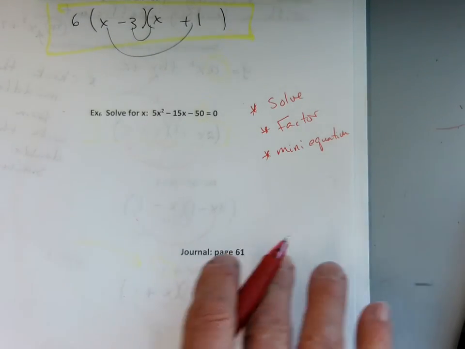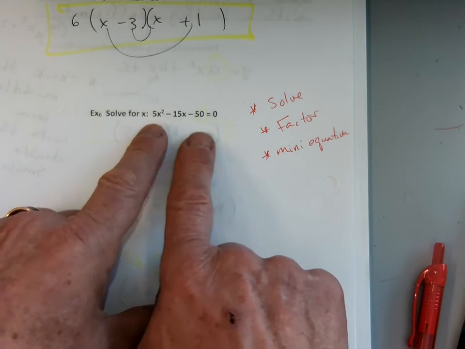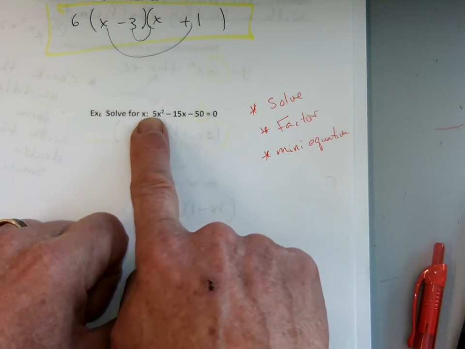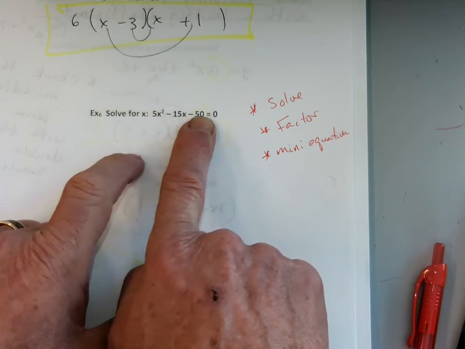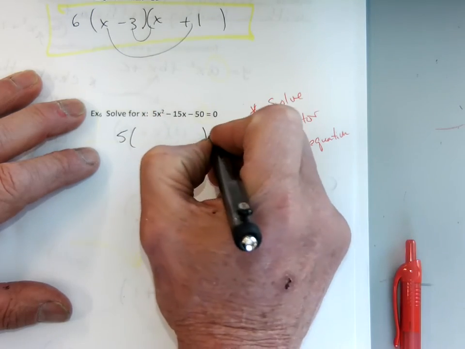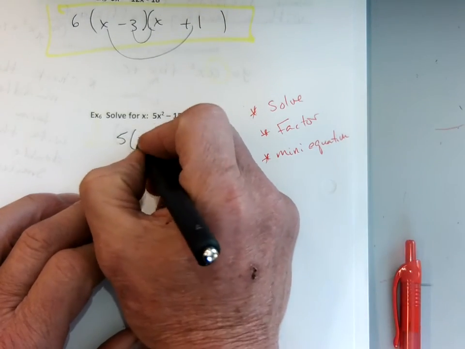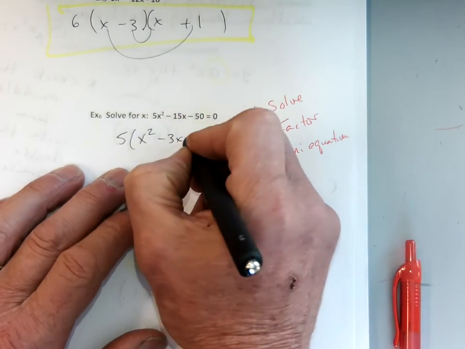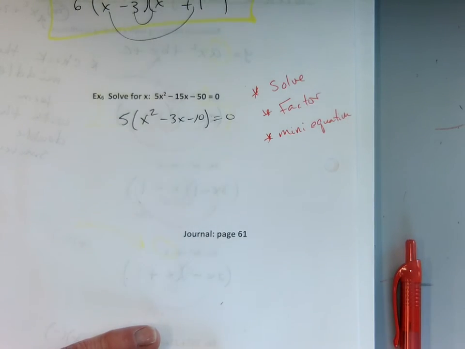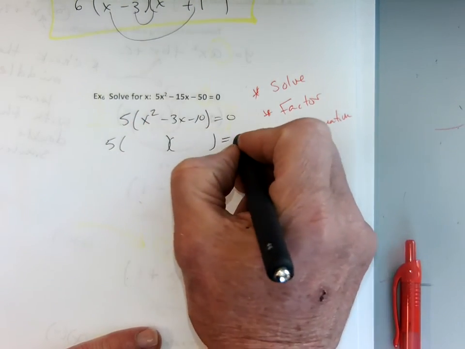All right, so let's factor. Anybody see something? Yeah, divide by 5. So let's factor out a 5, okay? If I factor out the 5, it's going to make the problem easier. So x squared minus 3x minus 10, okay? And then I'll have the 5. Now this is getting easy, huh?